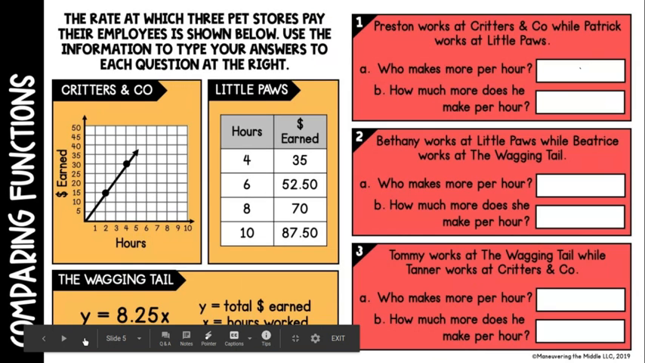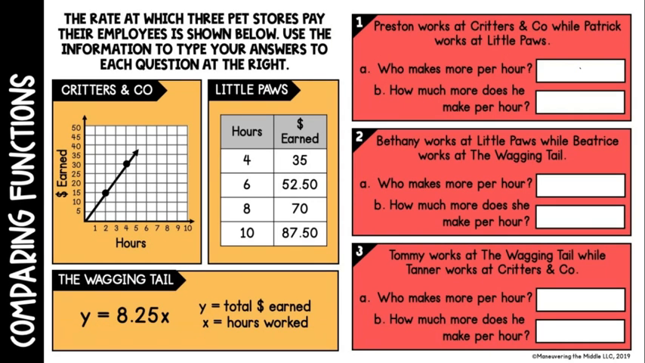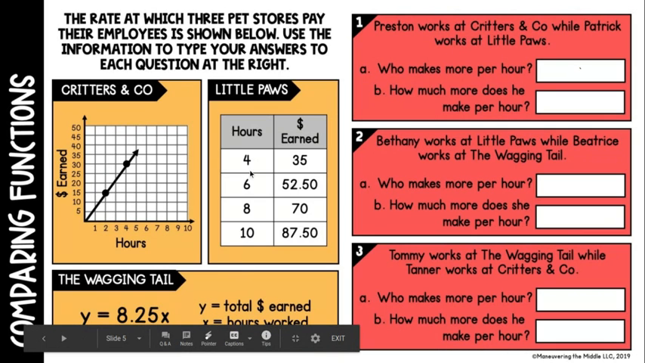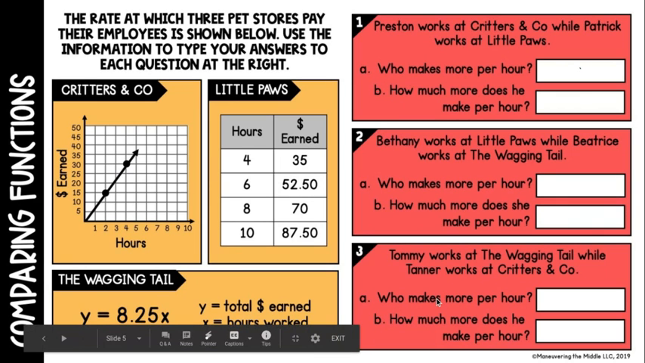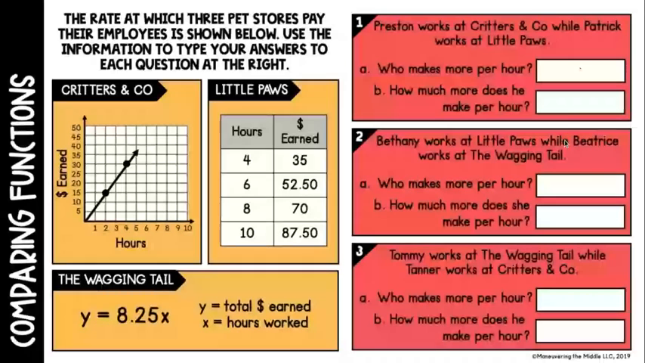And finally, the rate at which 3 pet stores pay their employees is shown below. Use the information to type your answers to each question at the right. So again, you're going to have to insert text boxes. First thing I would do is take a look at these 3 different pet stores, Critters and Company, Little Paws, and the Wagging Tail. Determine the rate of each of those. Write that down on your sheet of paper. Then come over here and answer these 3 questions. Your answers are going to be names.